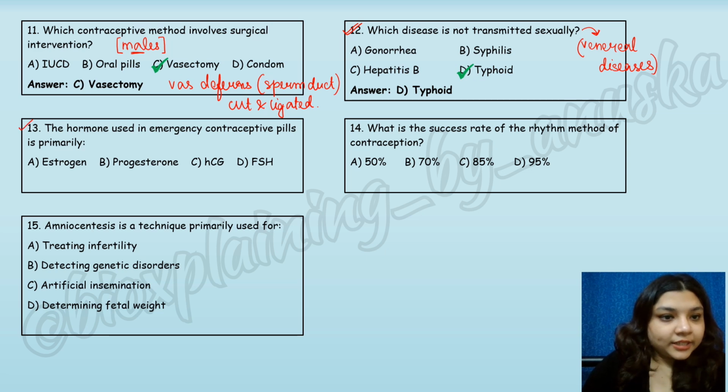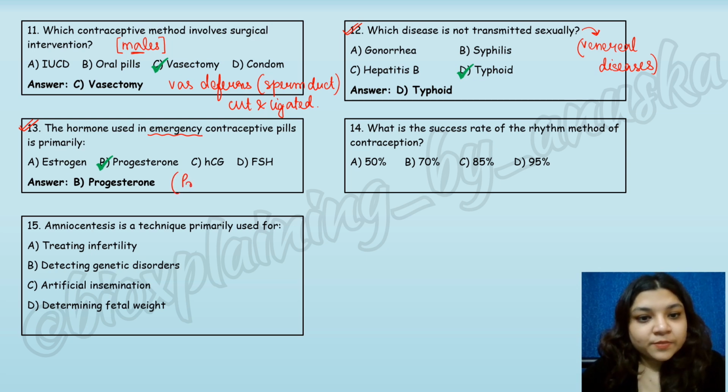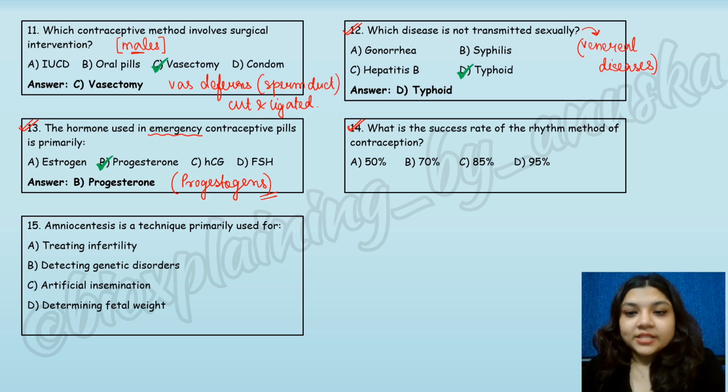Then 13. The hormone used in emergency contraceptive pills is primarily progesterone, right? It is also known as progestogens. Progestogens. Okay. Then 14. What is the success rate of the rhythm method of contraception?